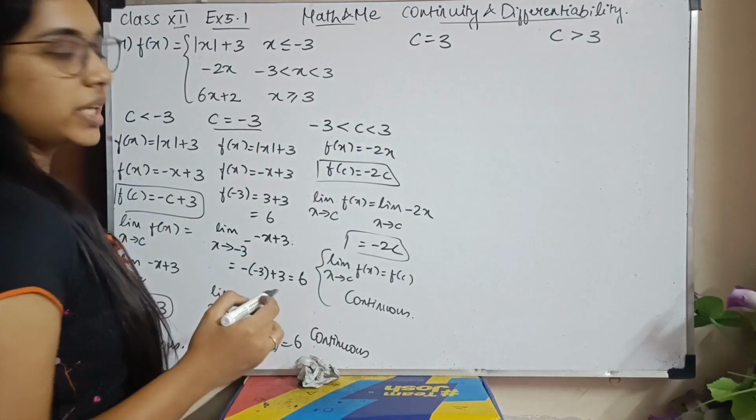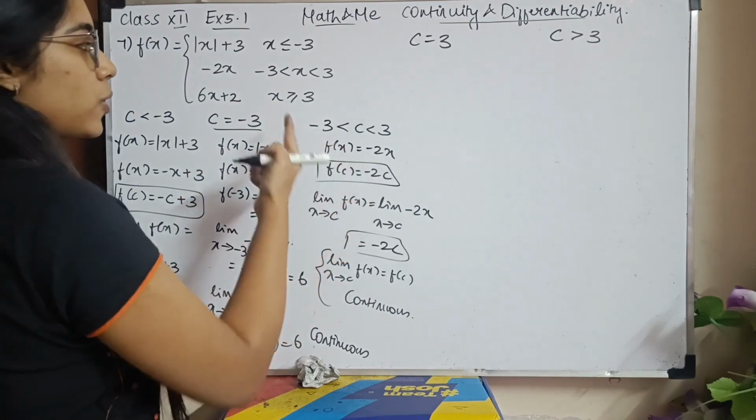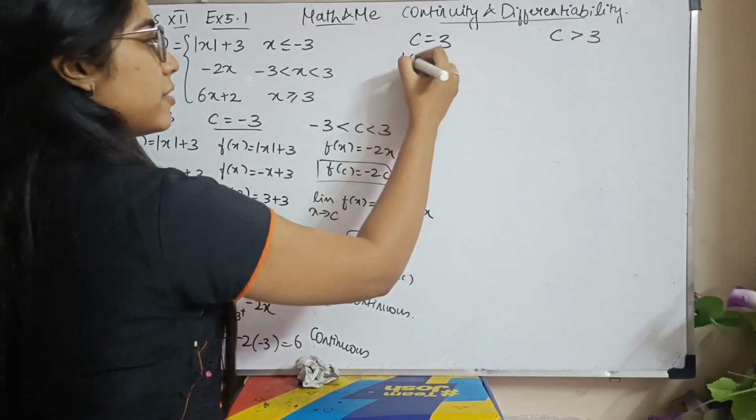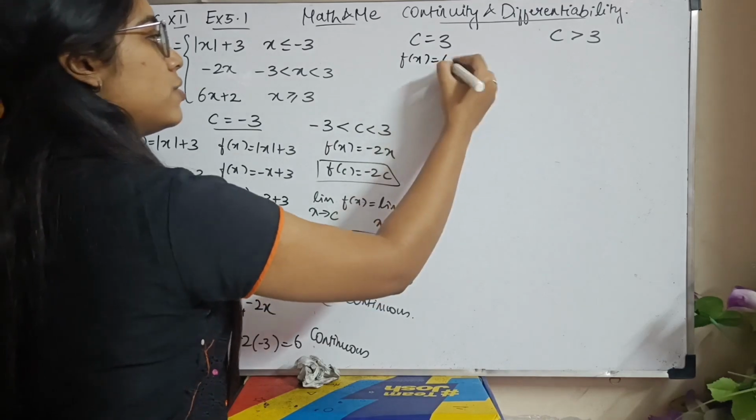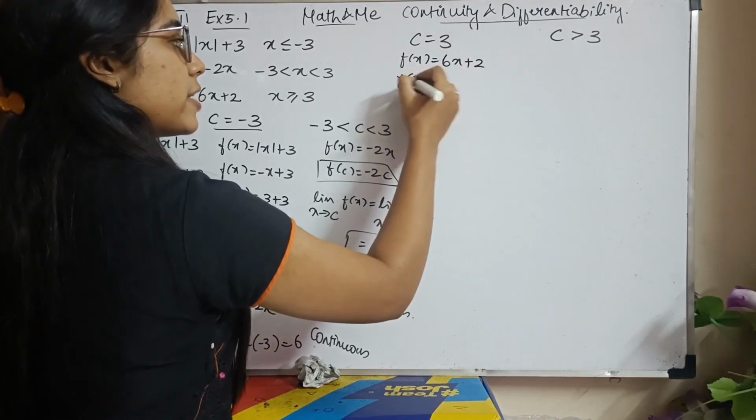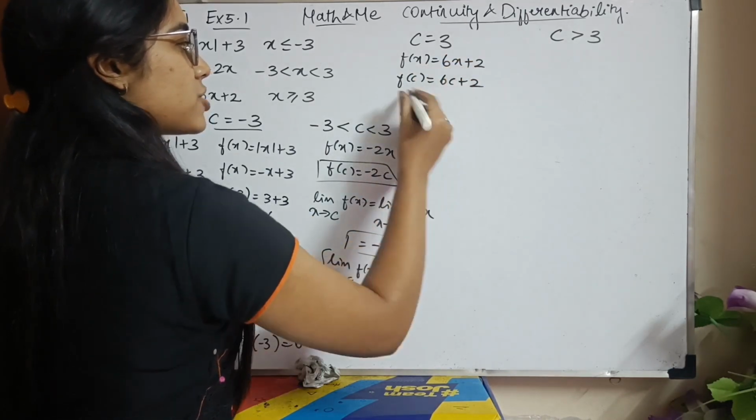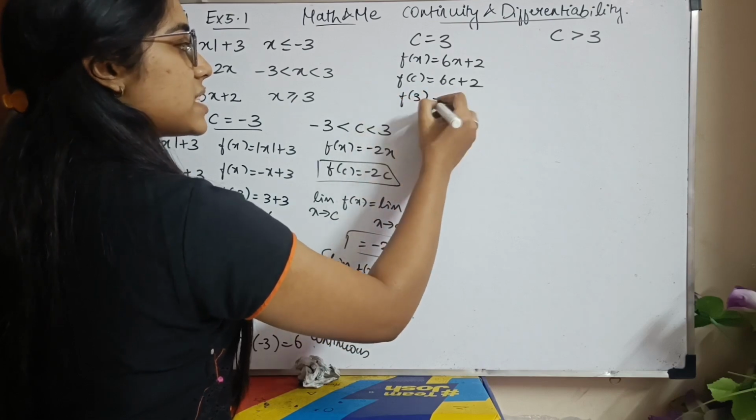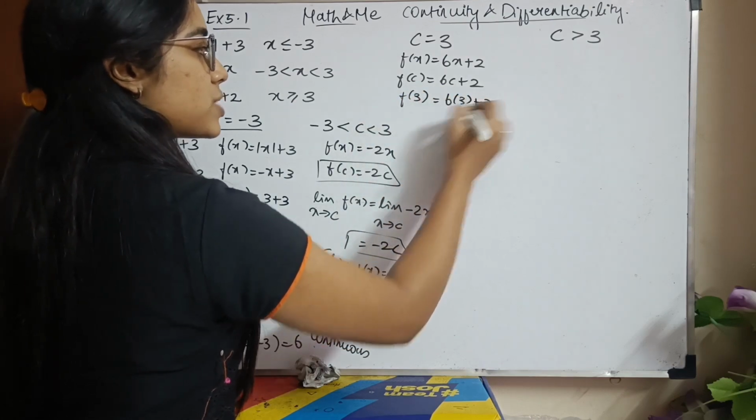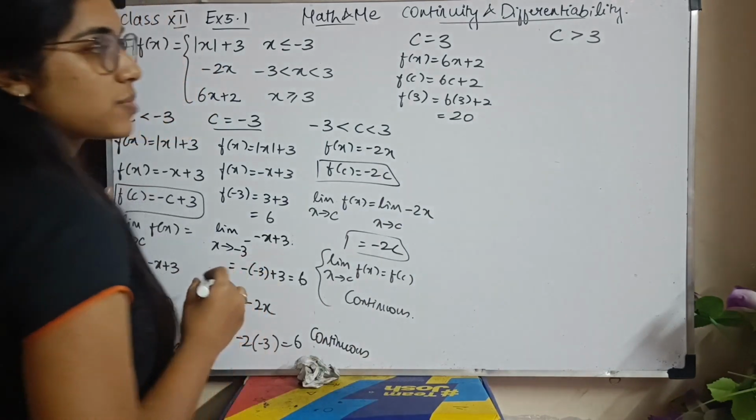Now c equal to 3. So similarly we did the left hand limit and right hand limit. At c equal to 3, what is the function? My function is f of x is equal to 6x plus 2. So f of c is going to be 6c plus 2. And when the value of c is 3, I'll have 6 times 3 plus 2. 6 3s are 18, 19, 20. So this is my f of c.